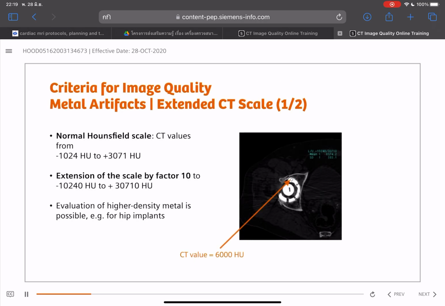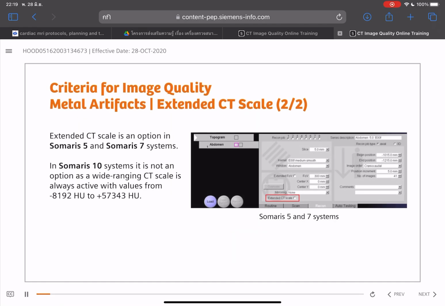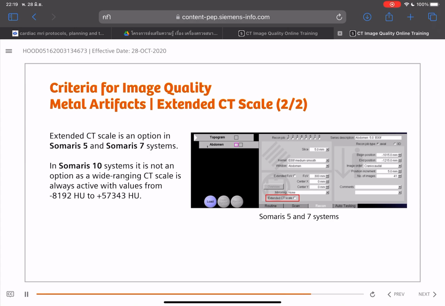Evaluation of higher density metal objects like hip replacements is possible with the use of the tenfold extended CT scale. Extended CT scale is an option in Somaris 5 and 7 scanners, but it is not available in Somaris 10, since the scanners in this group have a wide-ranging CT scale that is always active.